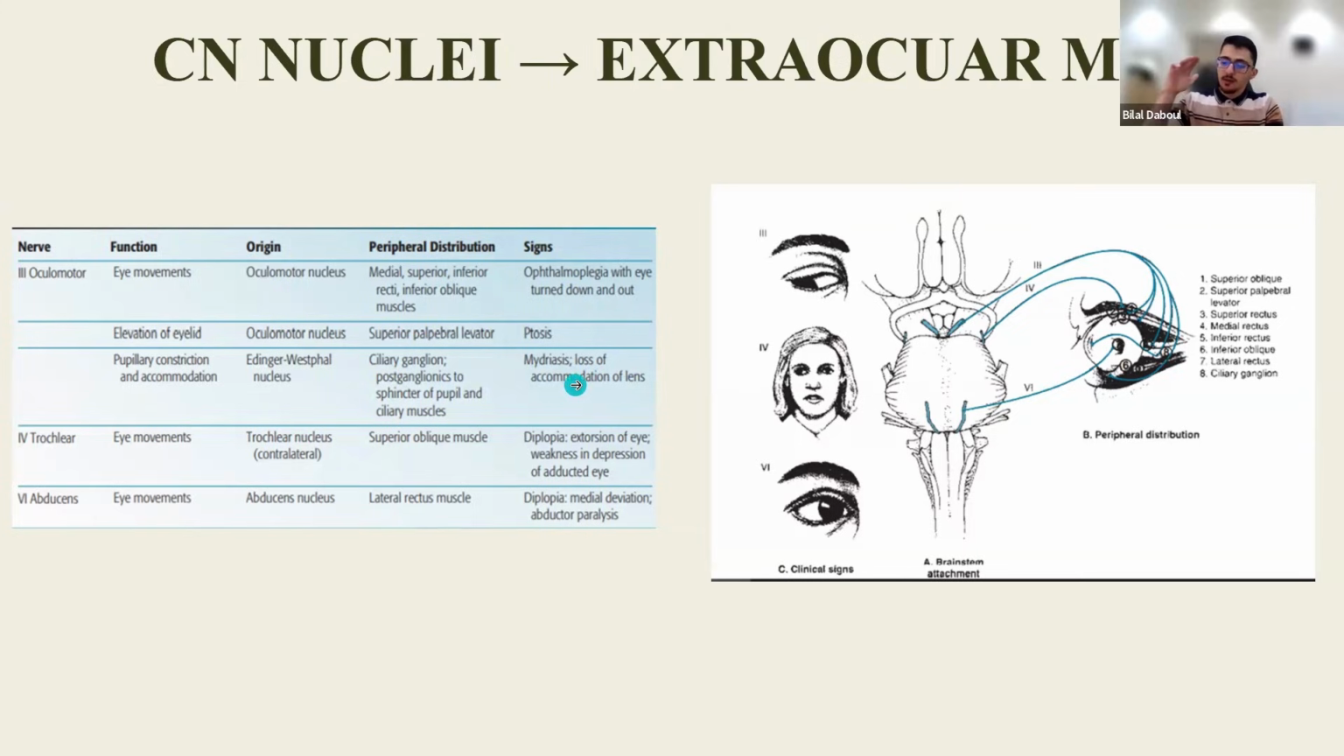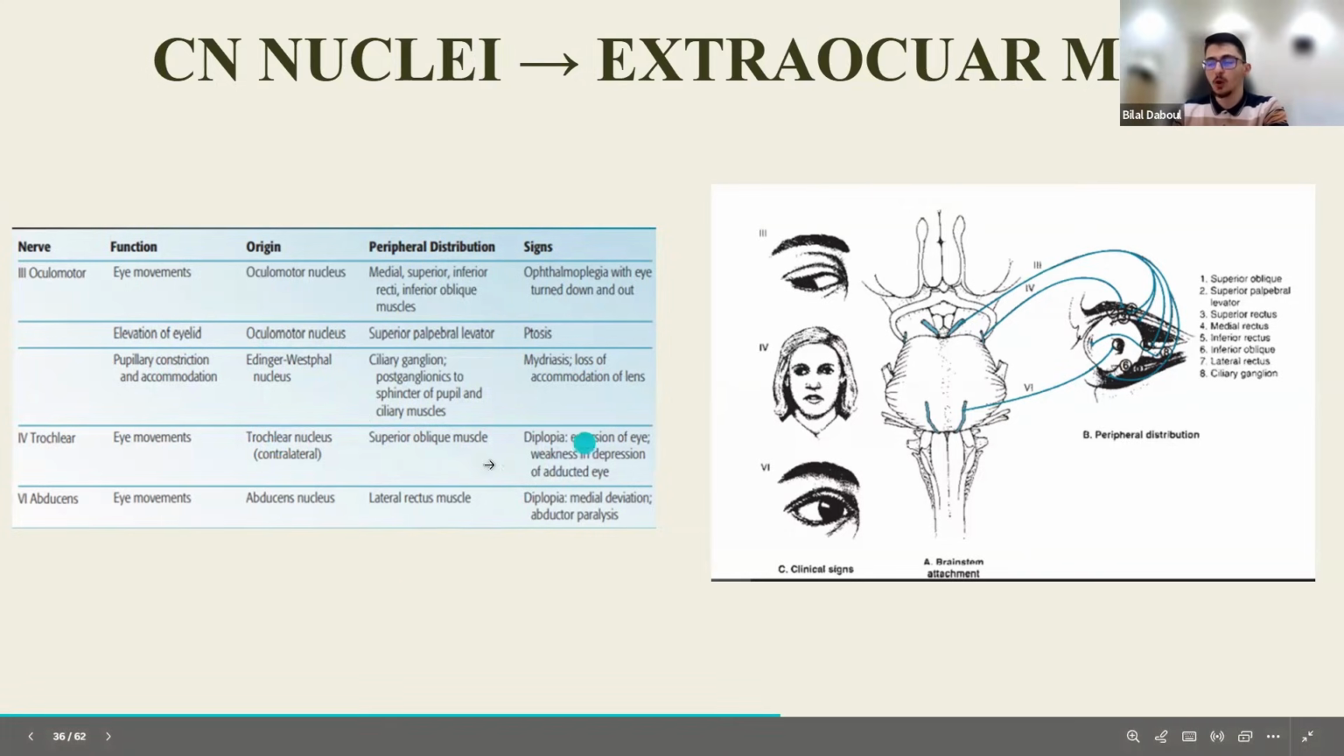Again, accommodation is where the lens becomes more convex to accommodate for near vision. You want to focus your gaze at a closely placed object. That's a function of the parasympathetic fibers, or the GVE fibers, stemming from the Edinger-Westphal nucleus. Trochlear, very simple, supplies the superior oblique muscle, and it's contralateral. So the right trochlear nucleus supplies the left superior oblique muscle, and so on.